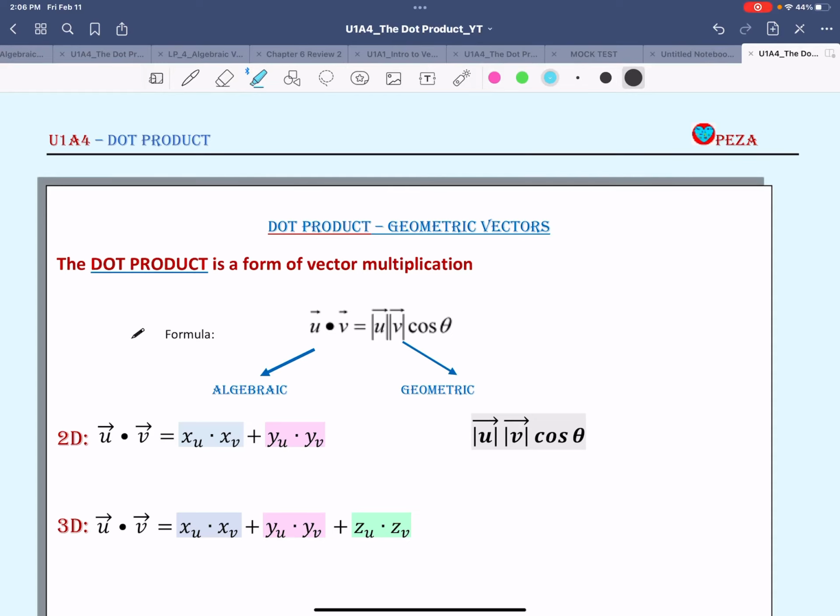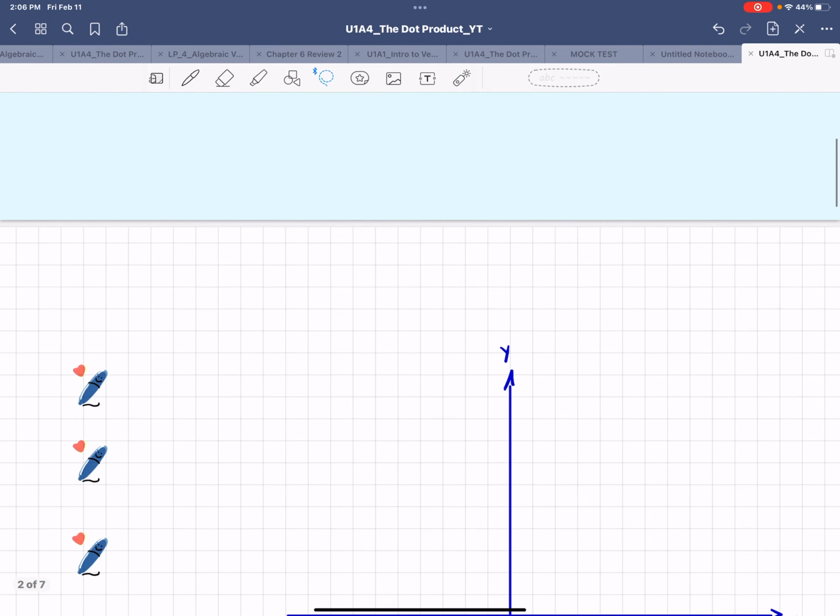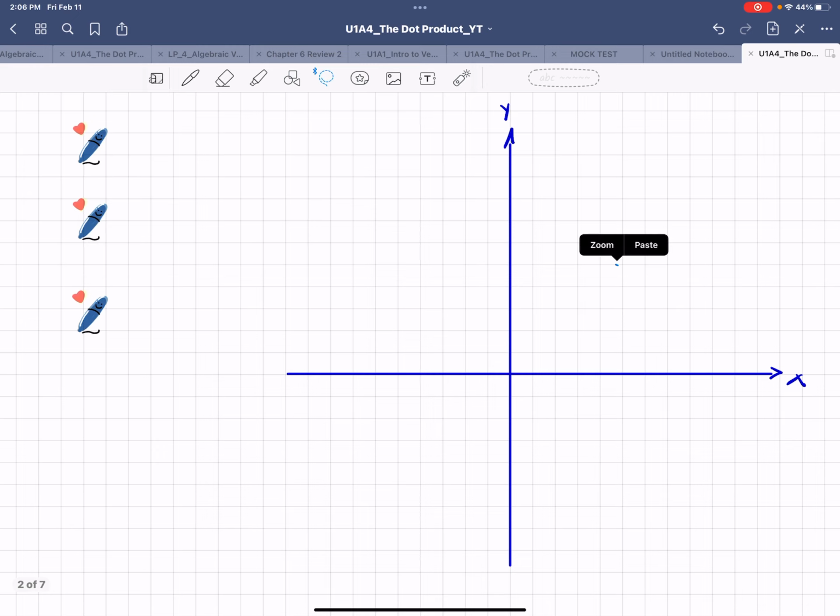Hello and welcome to probably one of the most exciting lessons on the unit of vectors, the dot product. Remember that so far we have looked at geometric vectors, which are any two vectors placed on a plane. And then we looked at algebraic vectors, which are vectors placed on the Cartesian plane.